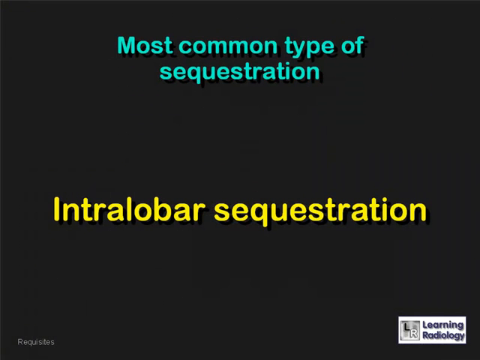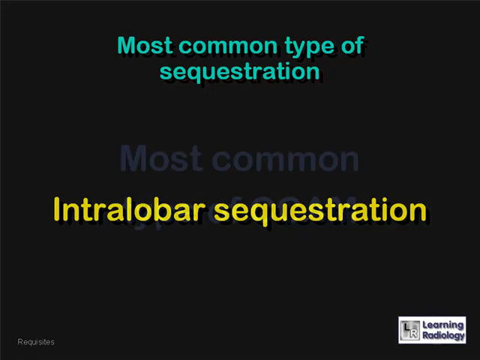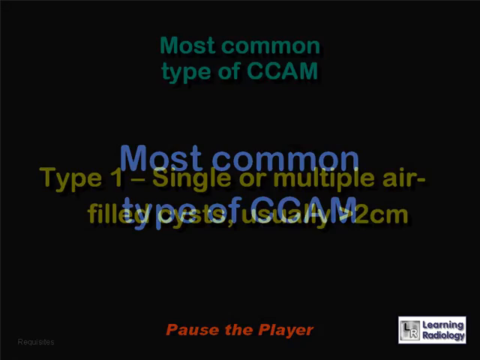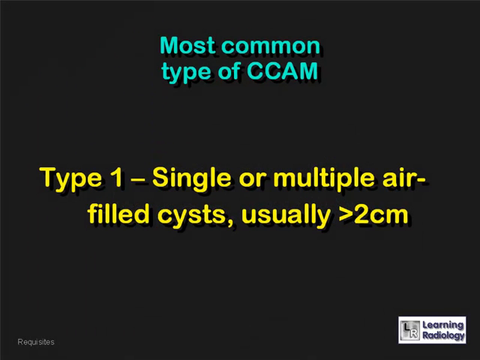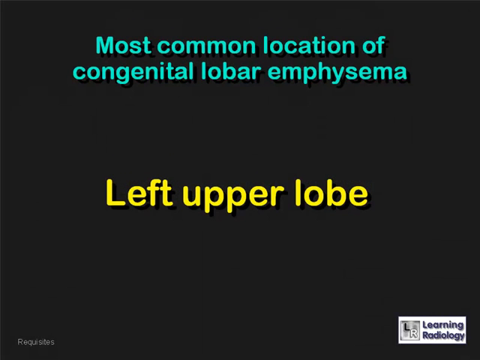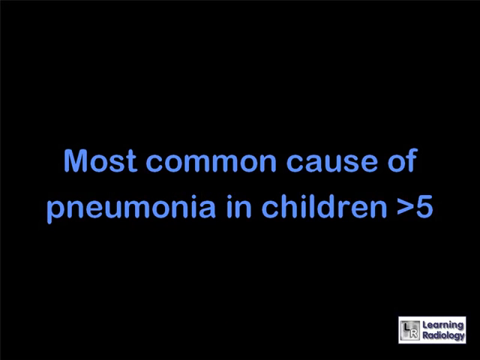What is the most common type of sequestration? An intralobar sequestration. What is the most common type of congenital cystic adenomatoid malformation, CAM? Type 1, single or multiple air-filled cysts usually greater than 2 centimeters in size. What is the most common location of congenital lobar emphysema? The left upper lobe.